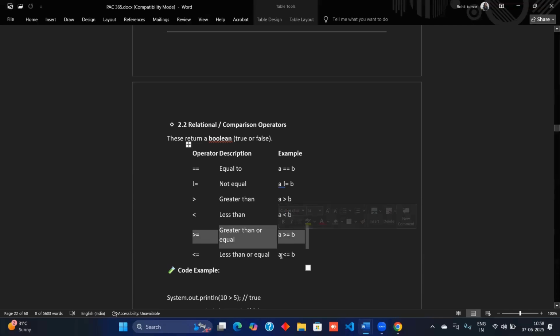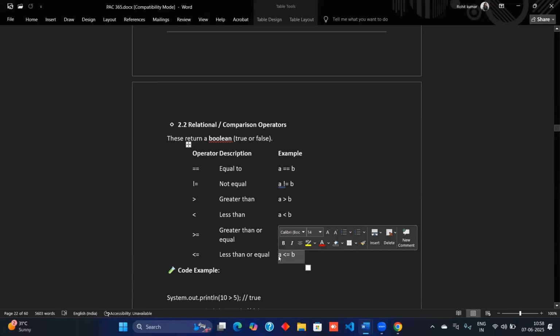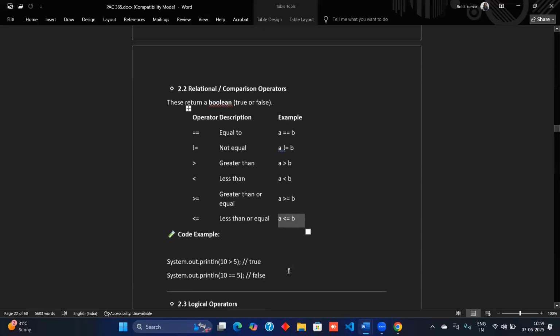Suppose A is less than or equal to B. Similarly, suppose A has a value of 9 and B also has a value of 9. A is not less than B, but A is equal to B, meaning A and B have the same value. So in this condition it will show true, else false when the values vary.